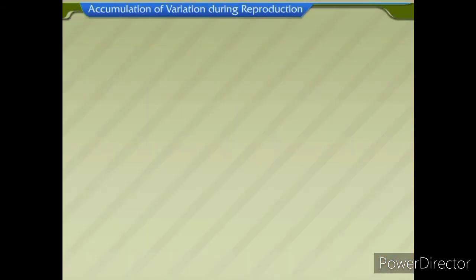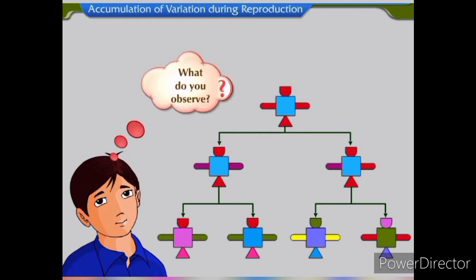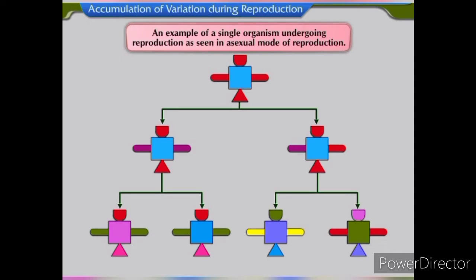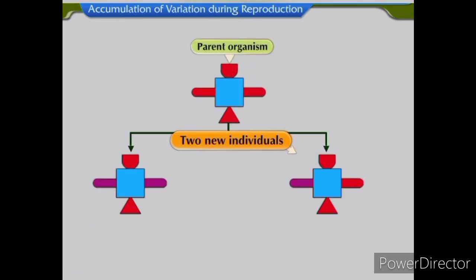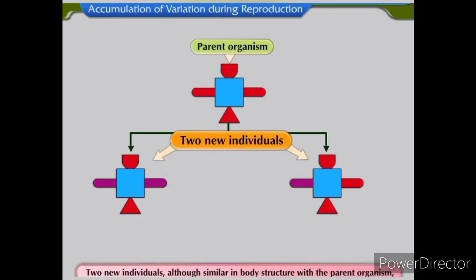Let us understand this concept with the help of an example. Look at the figure carefully. What do you observe? The figure illustrates an example of a single organism undergoing reproduction as seen in asexual mode of reproduction. The parent organism reproduces and gives rise to 2 new individuals. These 2 individuals, although similar in body structure with the parent organism, do have some minor differences.